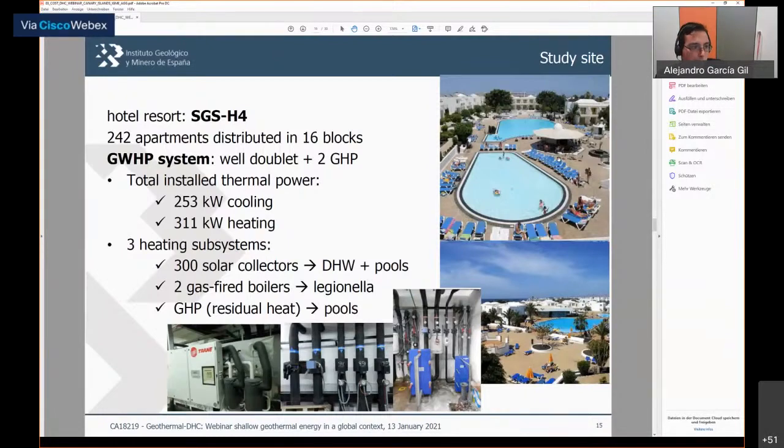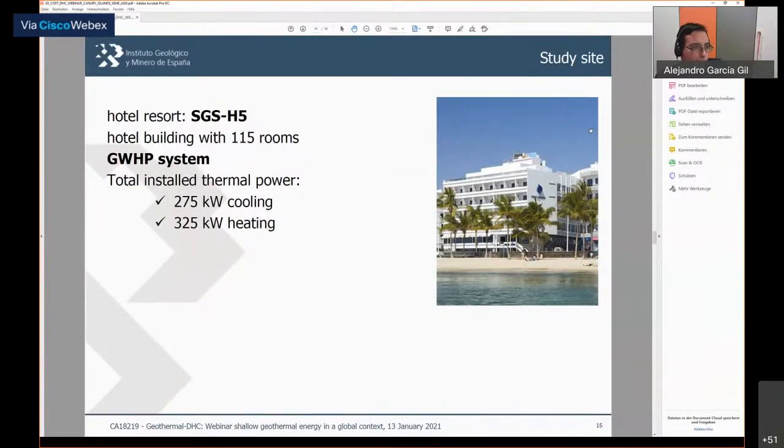In this case, we have three heating systems that include solar collectors for domestic hot water and the pools, and also use gas-fired boilers because of legal restrictions regarding Legionella, and residual heat is also used from the geothermal heat pump for the pools. Next slide is the last hotel we have studied. It's a hotel building with 115 rooms, and this has a similar capacity of 275 kilowatts for cooling and 325 kilowatts for heating.